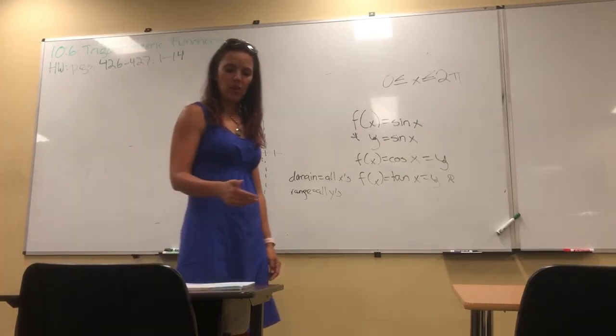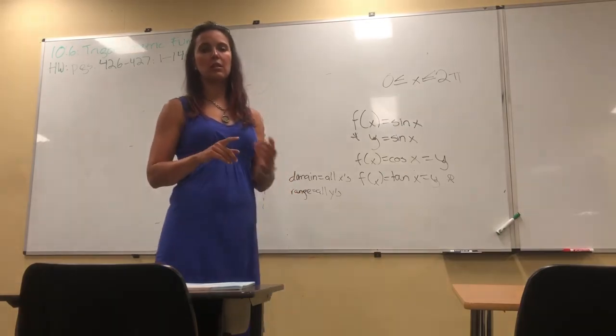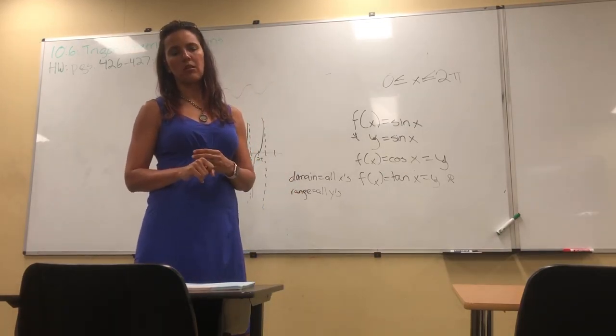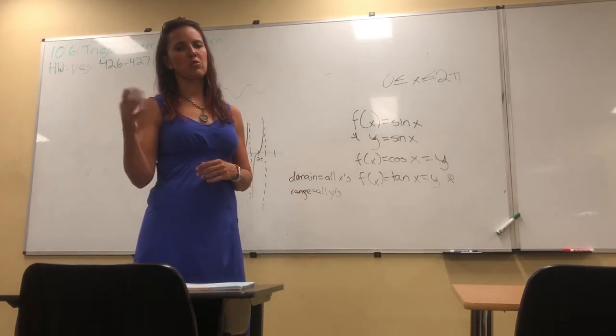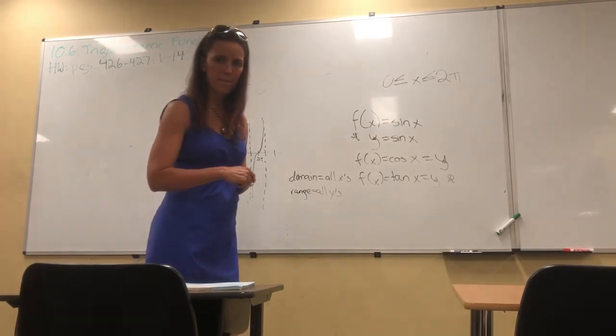Again, ask me questions if you have them at the Zoom, but 1 through 14, and for the ones where it says make a table, just pick a few numbers. Mostly do the graphing on your calculator, okay? That's it.